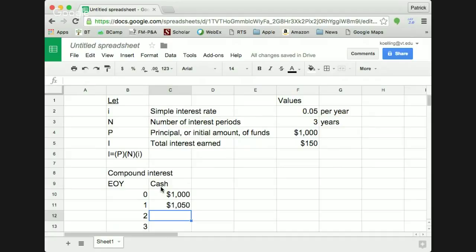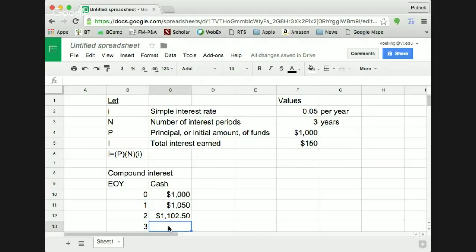What do we have at the end of the second year? Well, at the end of the second year, we have what we had at the end of the first year, plus we have 5% of what we had at the end of the first year, or 1,050. So we have $1,102.50, and we'd see that that's, let's give it a little more. There's our 5250 rearing its head there.